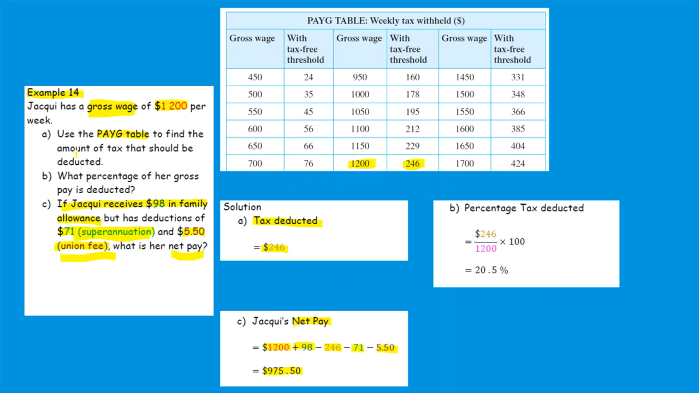And for part B, what percentage of her gross pay is deducted? So we're thinking about the tax here, percentage tax deducted. 246 divided by the gross wage times 100 is 20.5%. So we're looking for the percentage tax deducted, which is a key word here. So what percentage tax is kind of missing here?